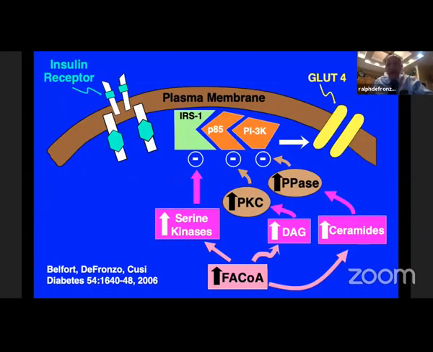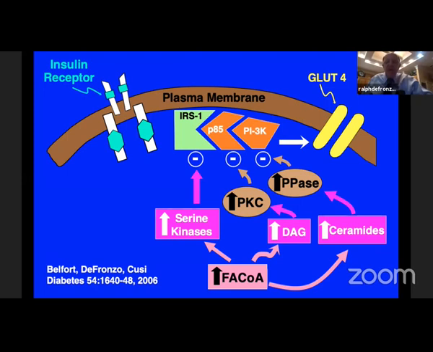So how do free fatty acids cause insulin resistance? So that increase in plasma FFA is going to move into the muscle, and it gets hooked to a CoA derivative. So fatty acyl CoAs stimulate serine kinases. So why is that important?